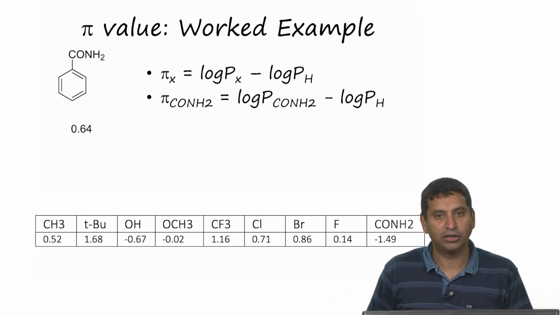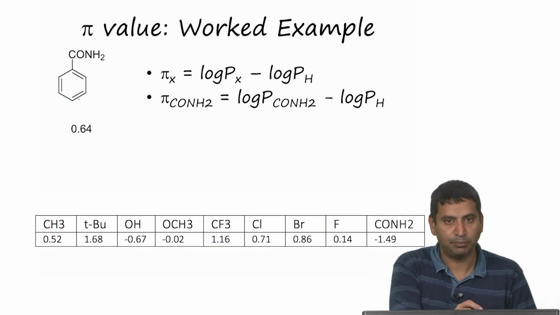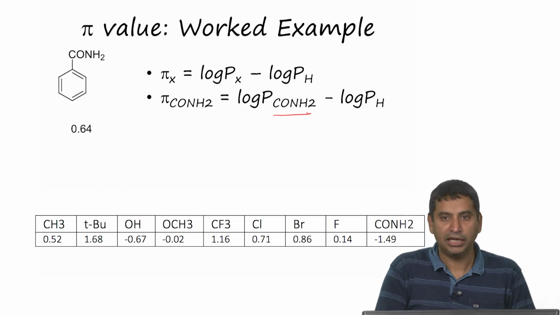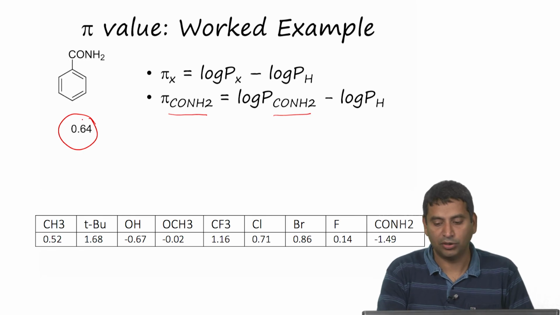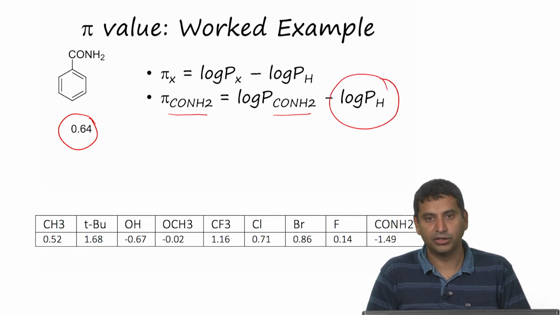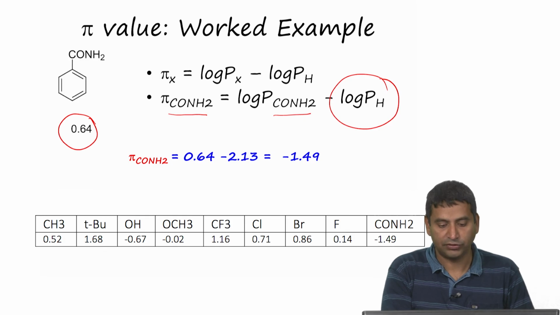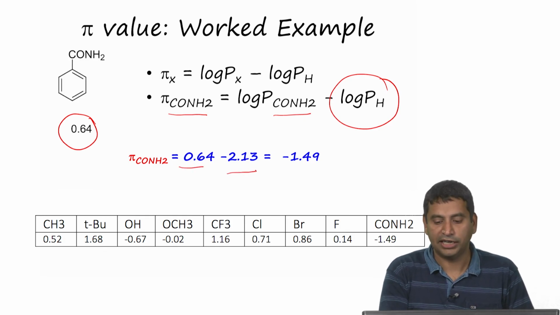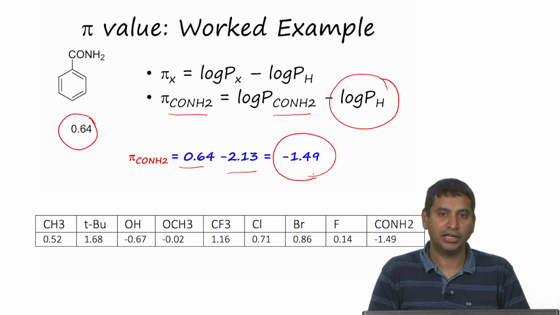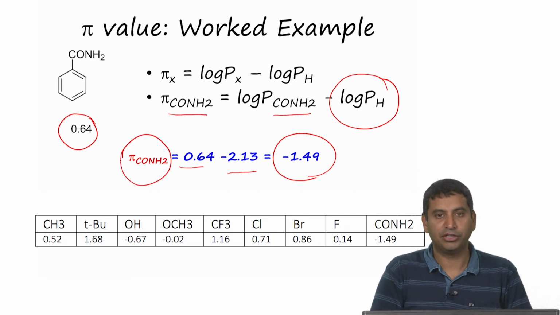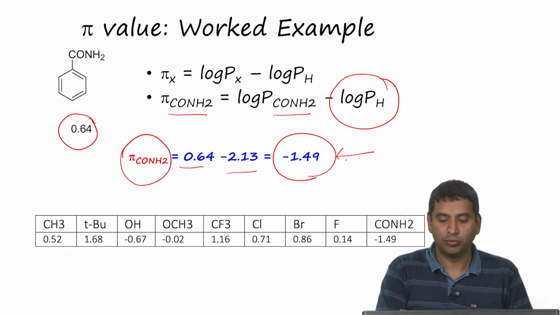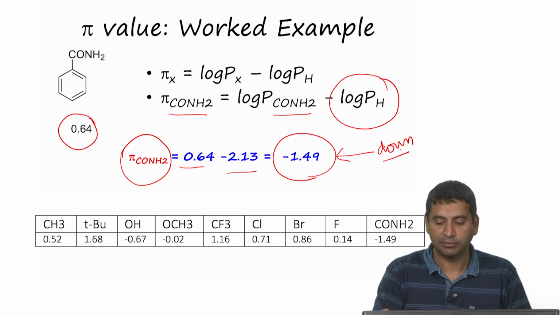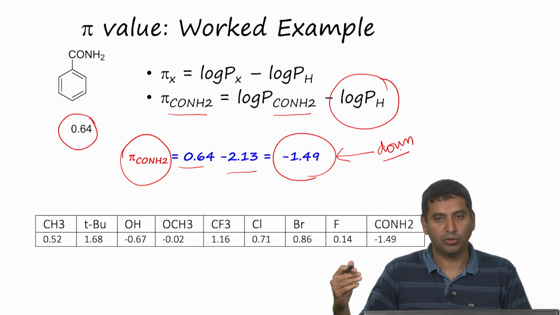Okay. So, here we look at another worked example. The pi of an amide, CONH2, can be determined by subtracting the log P of benzene from the log P of benzamide. So, here the value would be 0.64 minus 2.13, and I get a value of minus 1.49. If I introduce a CONH2 substituent on a benzene ring, it is likely that the hydrophobicity would go down. That means the molecule will become more soluble in water.